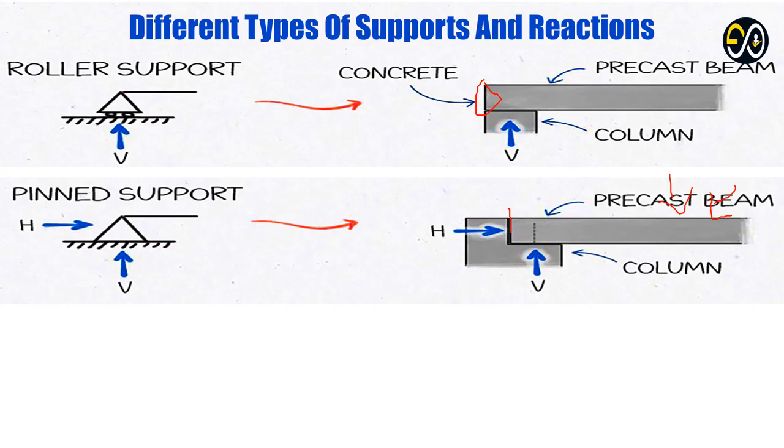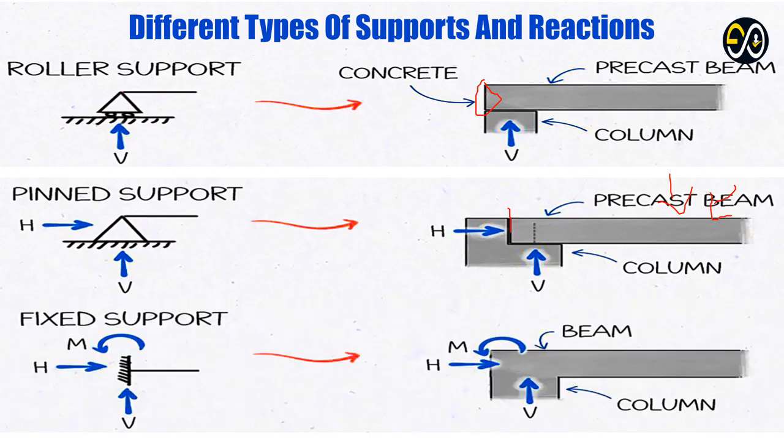Because of that, two types of reactions are generated. That is, vertical reaction and horizontal reaction are also getting generated because there is restraint. If the movement is allowed, then that force is utilized for the movement or displacement. But here, since we are restraining, the reaction is getting generated.